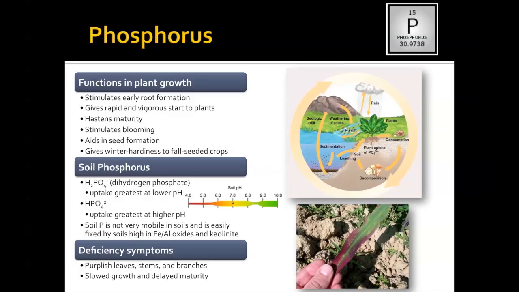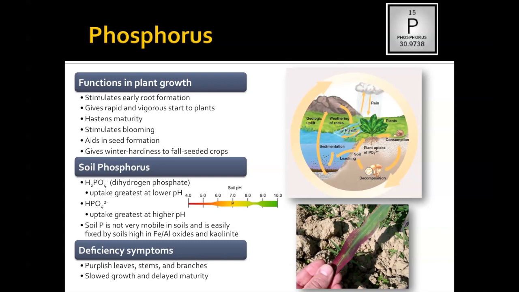Remember, the nitrogen cycle doesn't occur on its own. It's going to occur in concert with the carbon cycle, the phosphorus cycle, the potassium cycle, and many other cycles that are associated with plants and plant nutrients. Now, phosphorus is also an essential macronutrient. It functions to stimulate early plant root growth. It's associated mainly with the root. It stimulates blooming. It hastens maturity. It's also part of the seed formation.